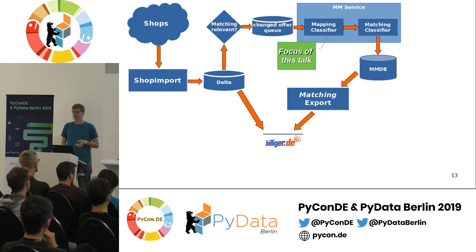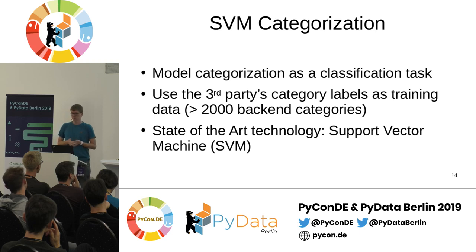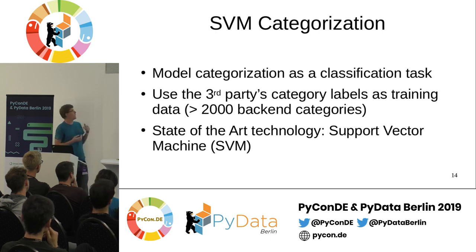Okay, so this is the start of the architecture, and we will not focus on everything around there, but talk a little bit more about the mapping classifier that was created and went live in 2009. So the choice of algorithm back then was support vector machine, and the approach was using this one versus many classification.